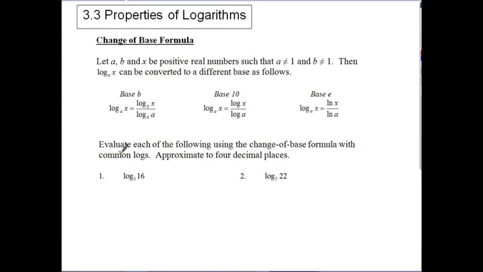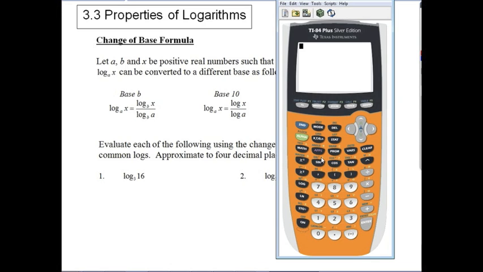Okay, today we're going to look at section 3.3, properties of logs. First thing we're going to do is the change of base formula, because let me pop my calculator up here real quick. If I have something like example number 1 that says log base 3 of 16, I can't put that base number in there. If you just do that right there, that's really log base 10 of 16, but I really want the log base 3.